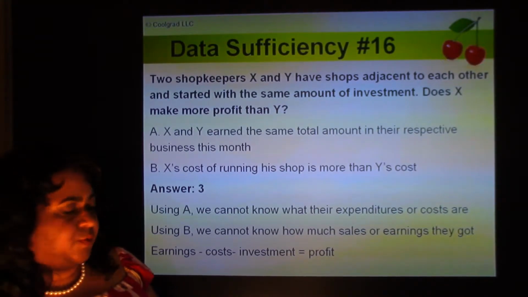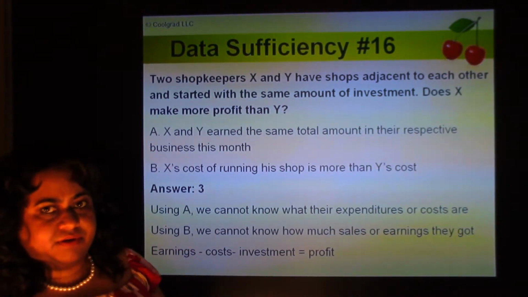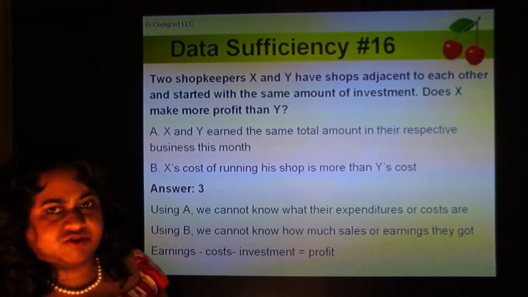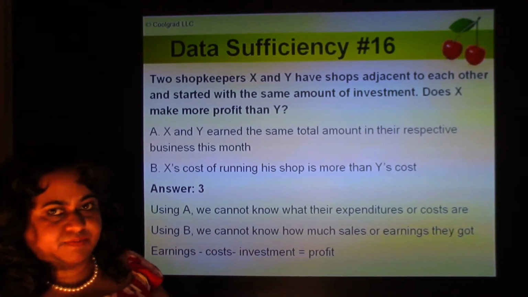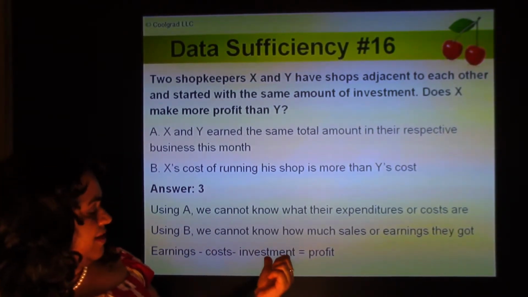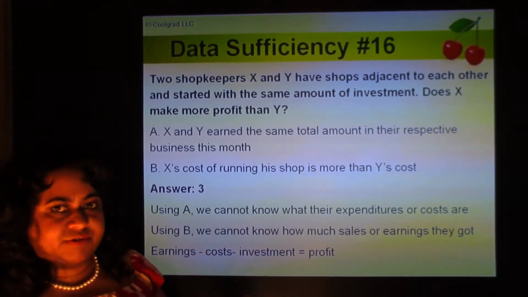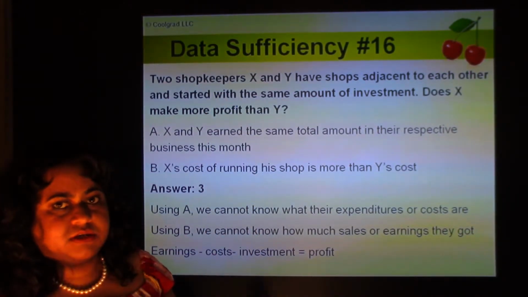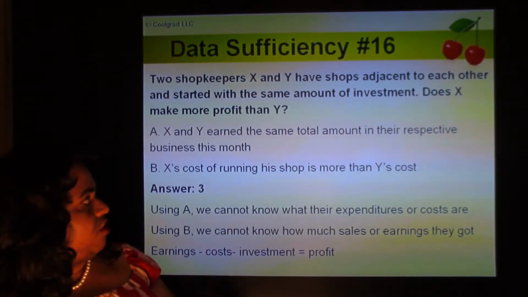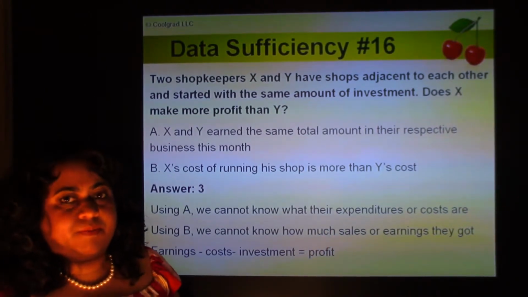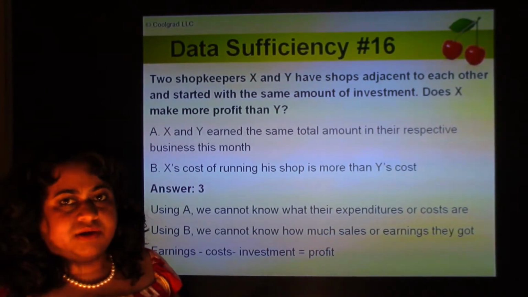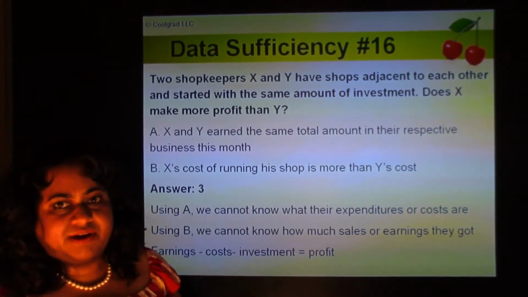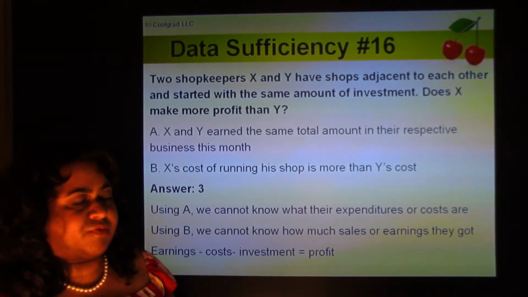So remember the equation. Earnings, whatever revenue they get, minus the costs, the expenditures of running the shop, minus the investment is the profit. So we know that both had the same investment, but what do we know about their costs of running the shop? There may be two different types of shops. Like one shop might require a lot of cost to run. So maybe one shop is really big, the other one is small. He has to pay more rent. Or maybe one shop is employing more salespeople, the other one needs only one salesperson. So we don't know those details. We don't know how much they're spending, right? Expenditure, cost of running the shops. So that's what we have to find out from the statements.